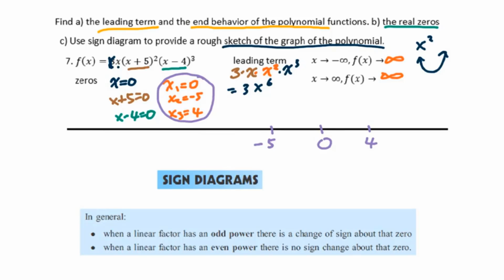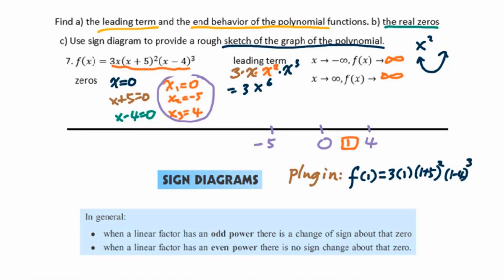Then choose a special number. Normally we choose 0, but since 0 is a root, let's choose 1. I put it in a box. Do not label it on the number line. You only label the roots or zeros on the number line. After you choose this special number, you need to plug in. So f of 1 equals 3 times 1 times (1 plus 5) squared times (1 minus 4) to the third power.